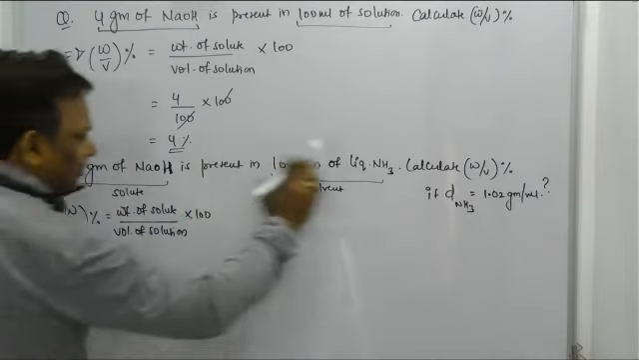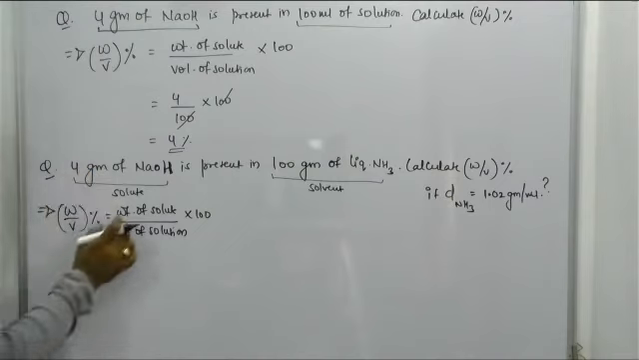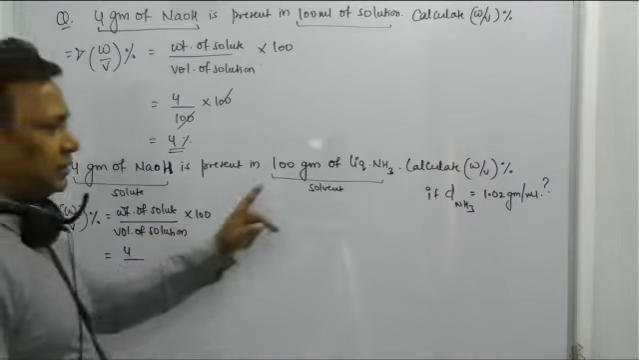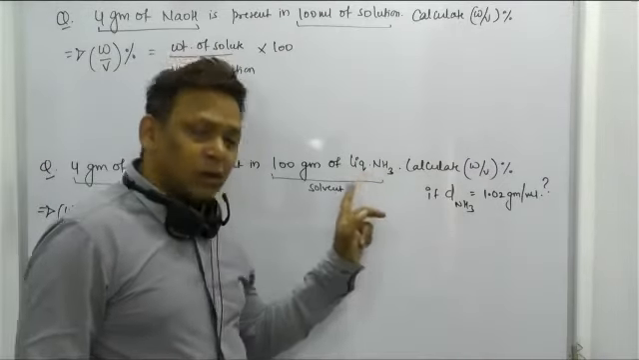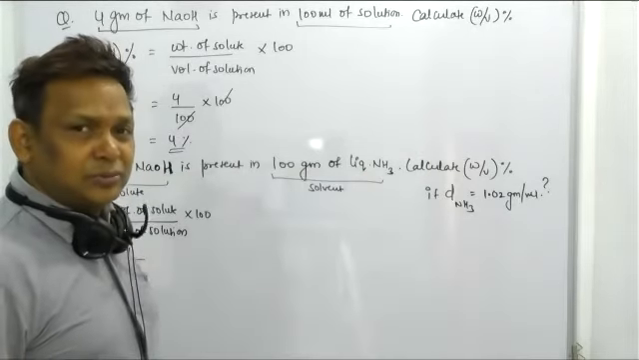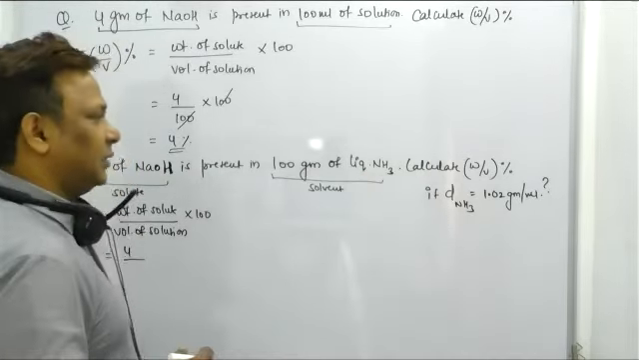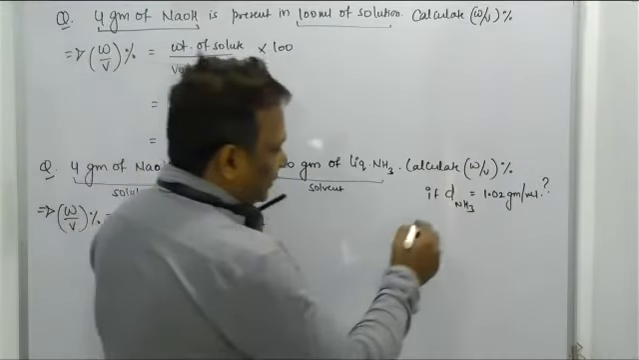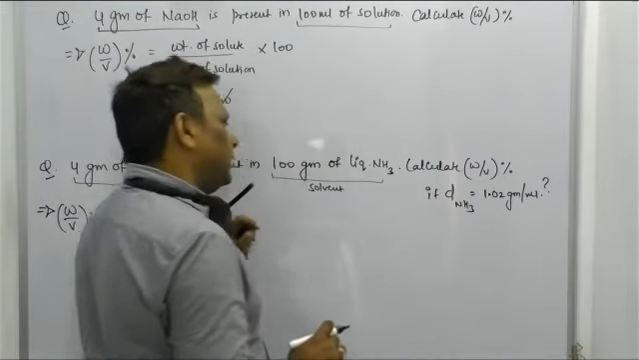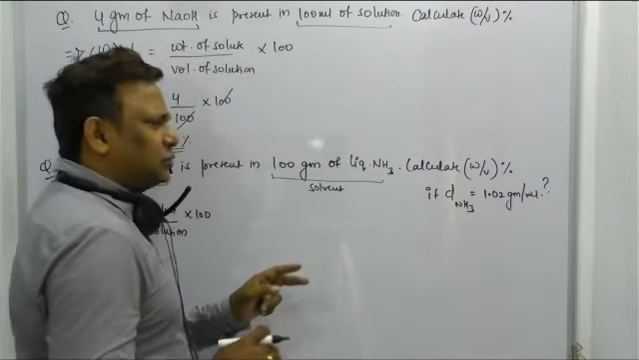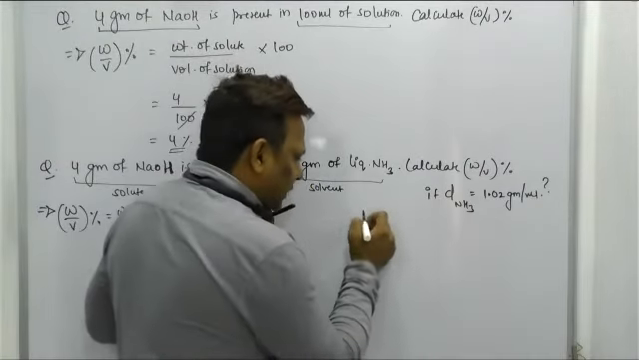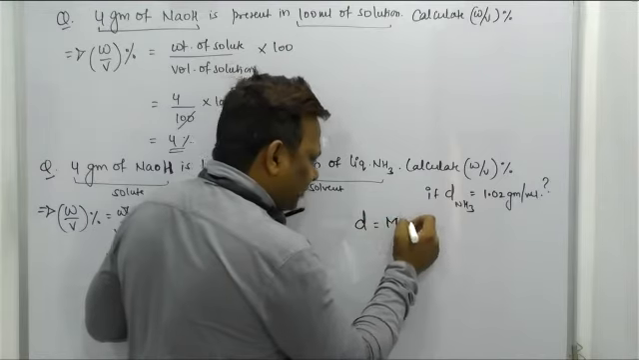But in this statement, we have only the weight of solute. That is 4. We don't have the volume of solution. We have the weight of the solvent. From this weight we want to get the volume of solution. How to do? I'll explain you. See here. This is the density of ammonia, or we can say density of any solution, and its weight is given. Do you know our formula? Density is equal to mass by volume.